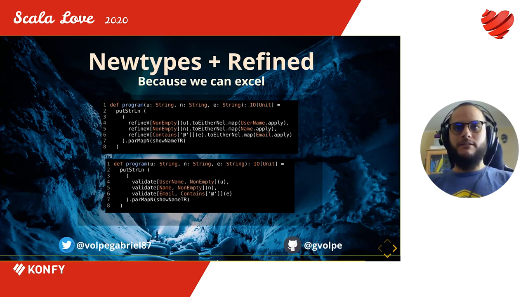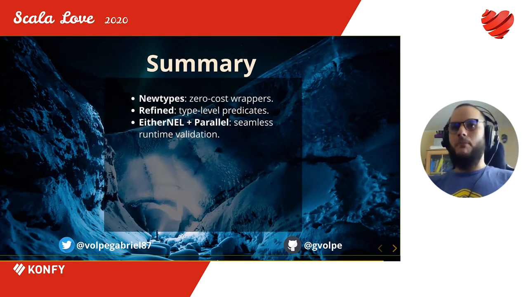So we validated our inputs and we used newtypes and refinement types. So overall, I think this is a very powerful combination and definitely recommend it. So to summarize what we've just seen, newtypes are only zero cost wrappers, right? It replaces any value classes of any sort. And refined helped us with validation, defining all these validation rules called predicates at the type level. And by using the cats library, we can use all the niceties of the Parallel type class and Either Null conversion to validate it and so on.